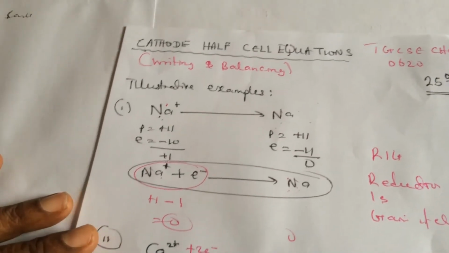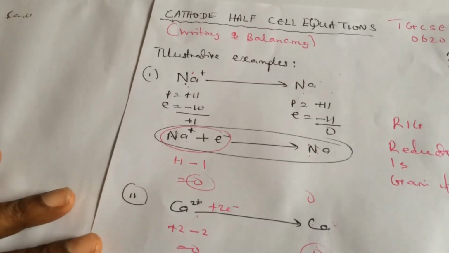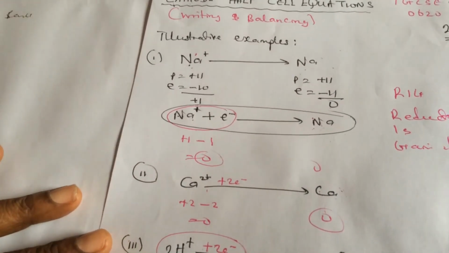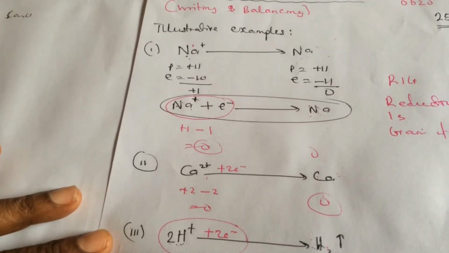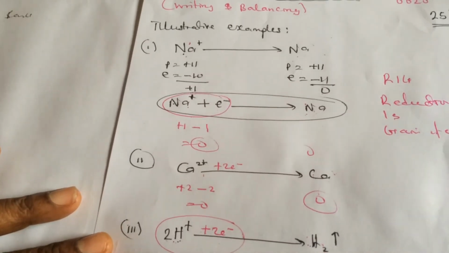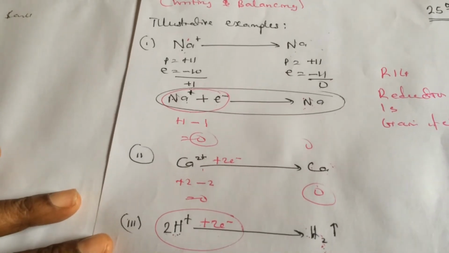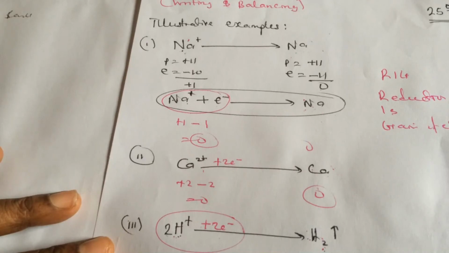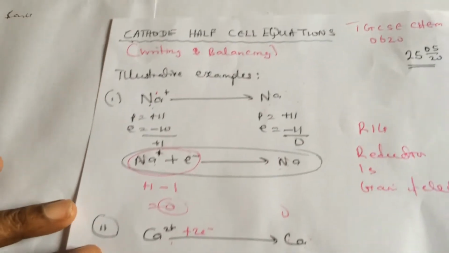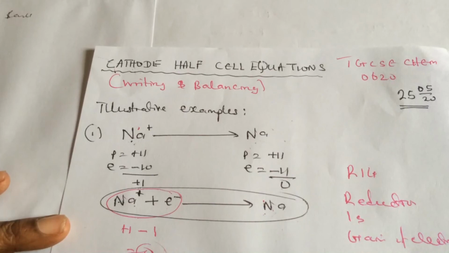You can practice the others, like aluminum ion, iron 2 ion, and iron 3 ion. I wish you all the best, and after knowing this, you should also learn how to write and balance anode half-cell equations.